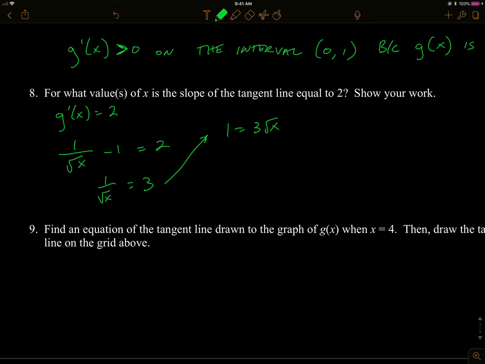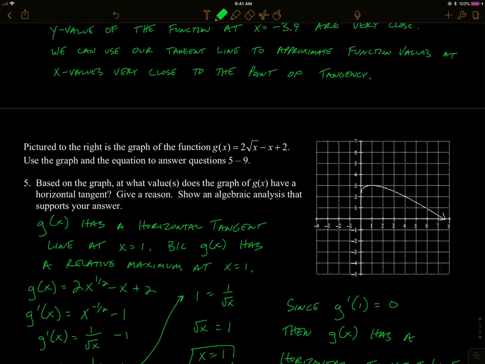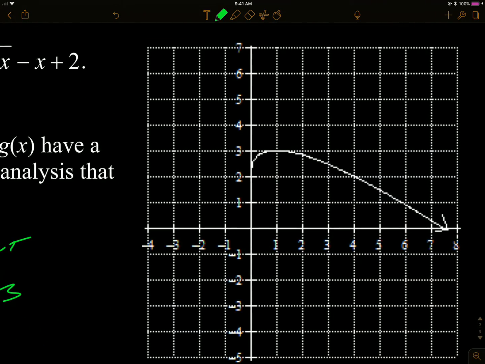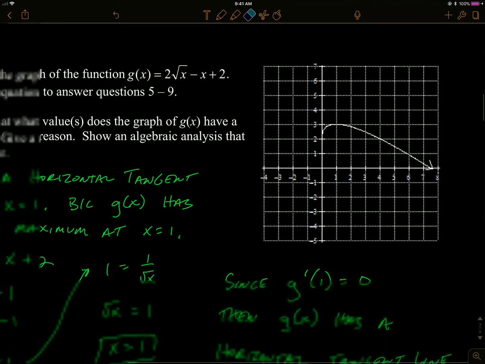So then I'm going to divide both sides by 3. So root x equals 1/3. So that means that x is going to be equal to 1/9. That would be the x value for which the slope of the tangent line is 2. So if I looked on this graph, x equals 1/9. That's pretty early on in the graph. If I drew the tangent line pretty early on, that makes sense. It looks like it'll be about right.